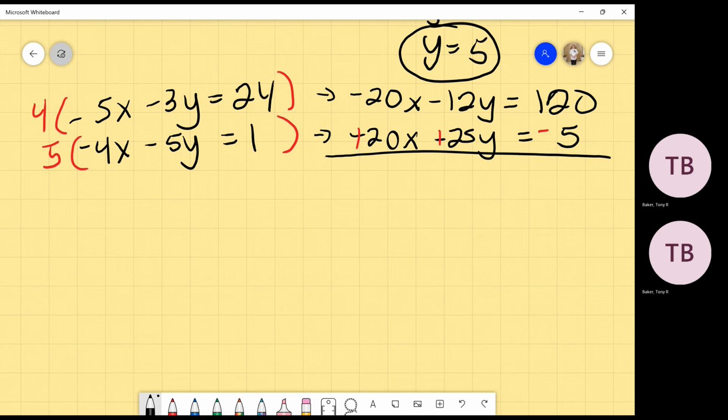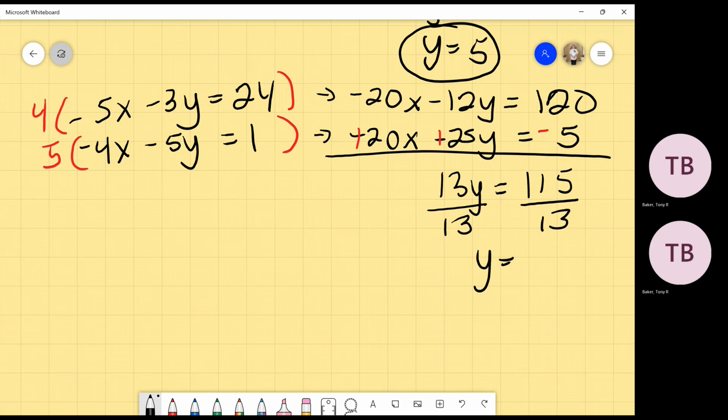So the x's are gone. I have 13y equals 115. I divide by 13, so y equals... what's 115 divided by 13?